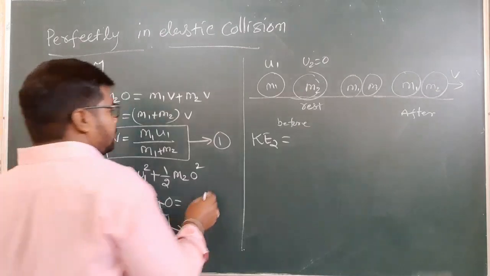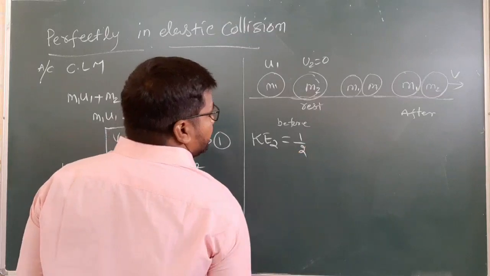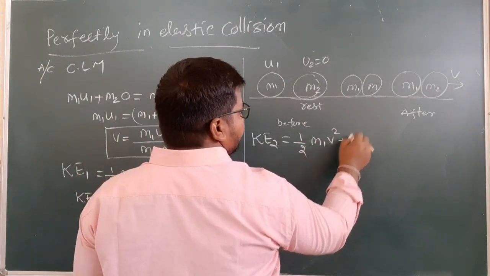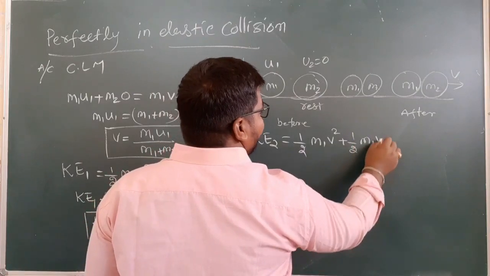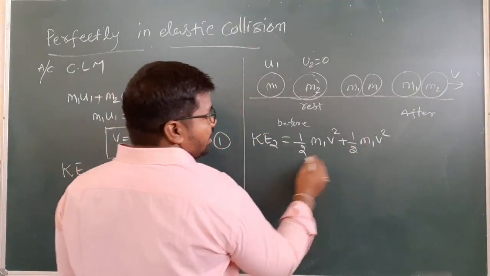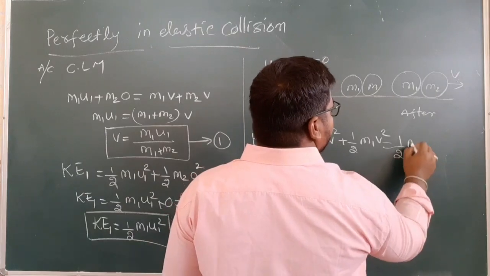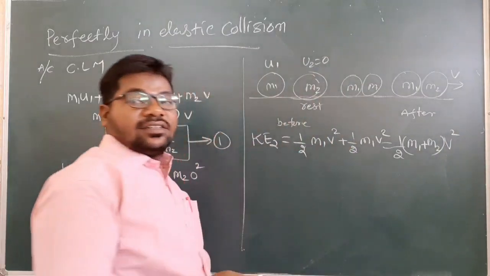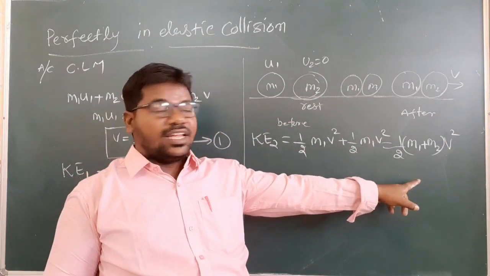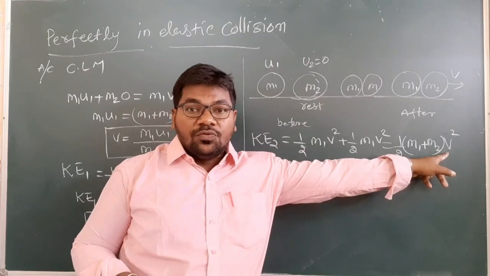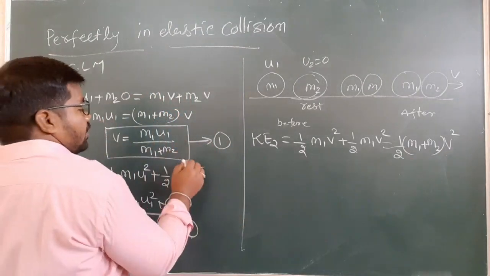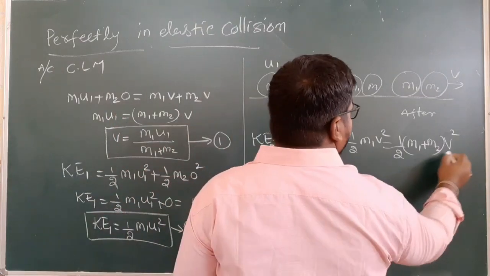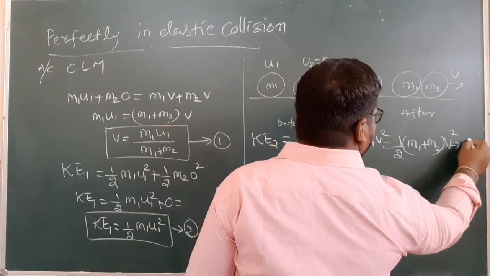Yes, 1 by 2 m1 v square plus 1 by 2 m2 v square. V square is common. Rearrange this: 1 by 2 (m1 plus m2) v square. Understand, my dear children? So v is what? v is m1 u1 by m1 plus m2. Okay, this is equation 3.